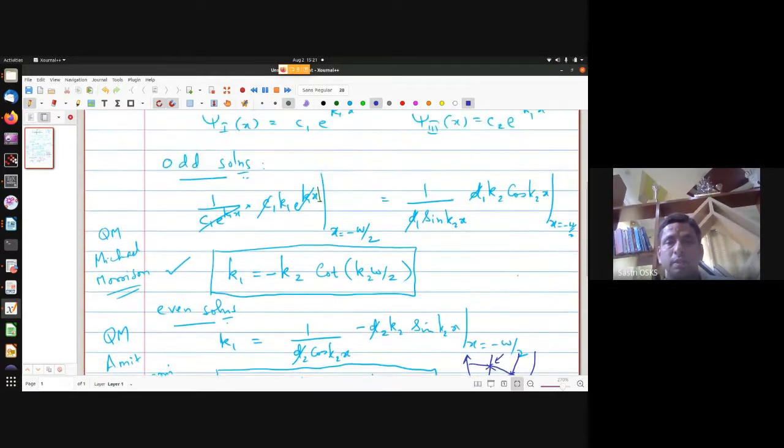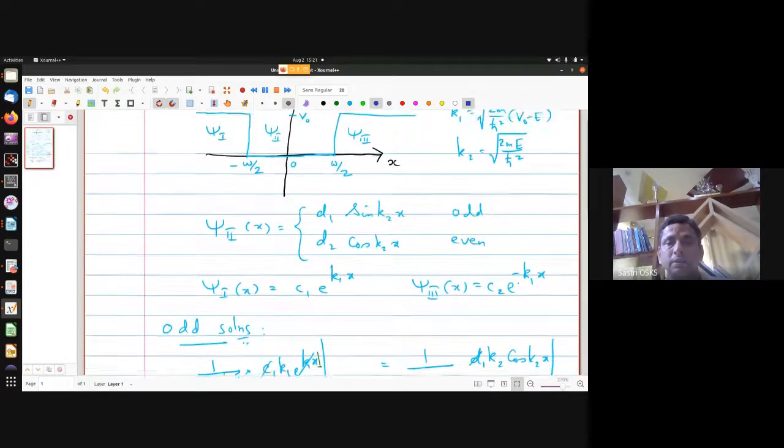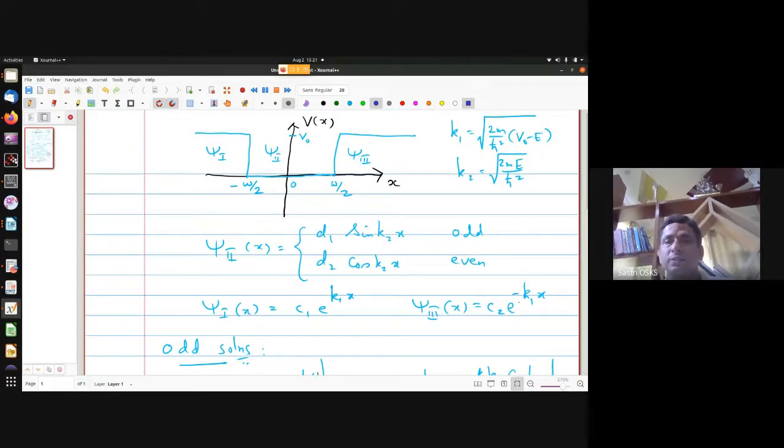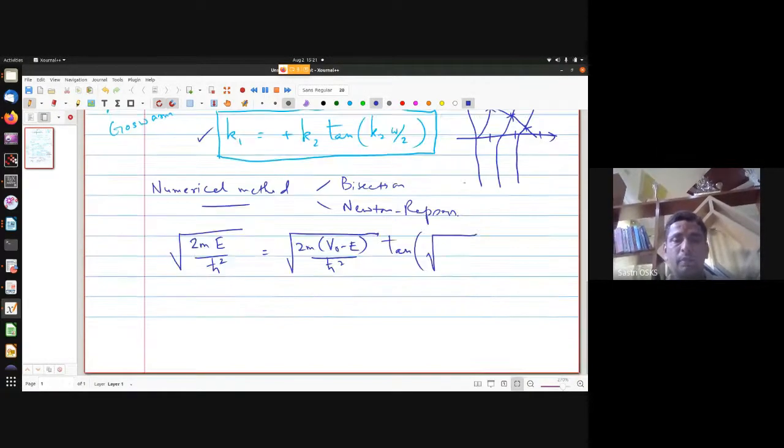I think we made a mistake. We wrote k1 is square root of 2m by h cross square times V0 minus E. Yeah.